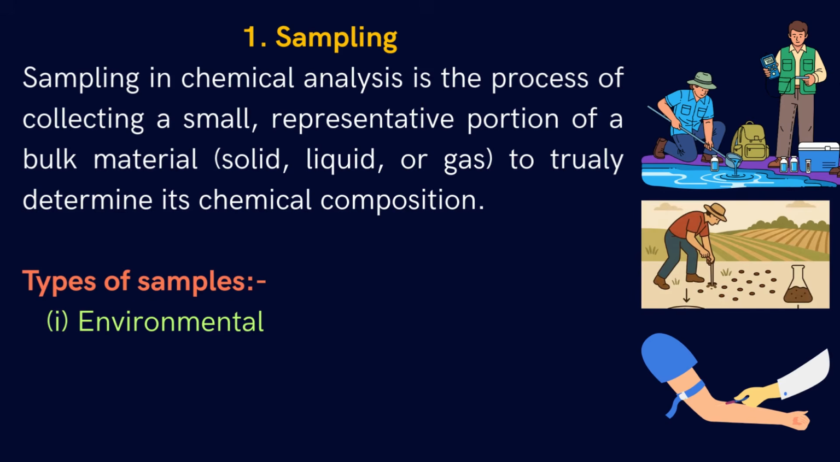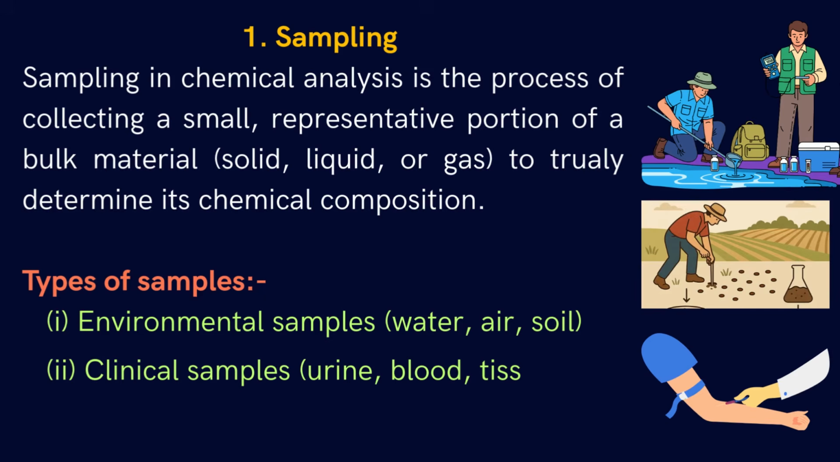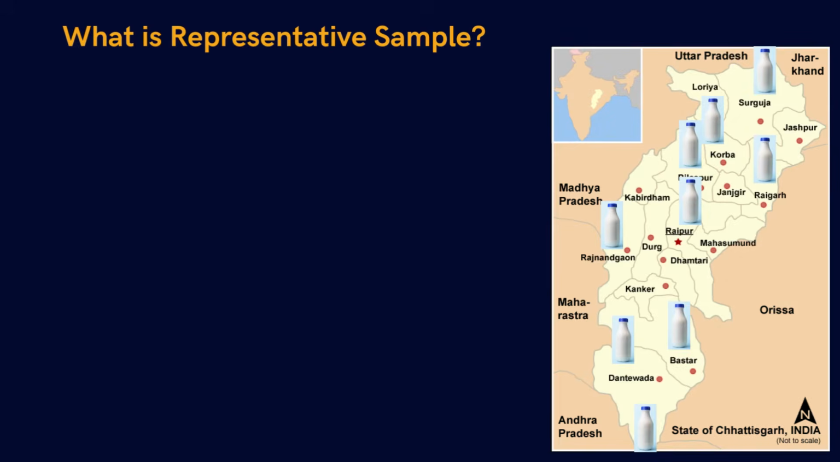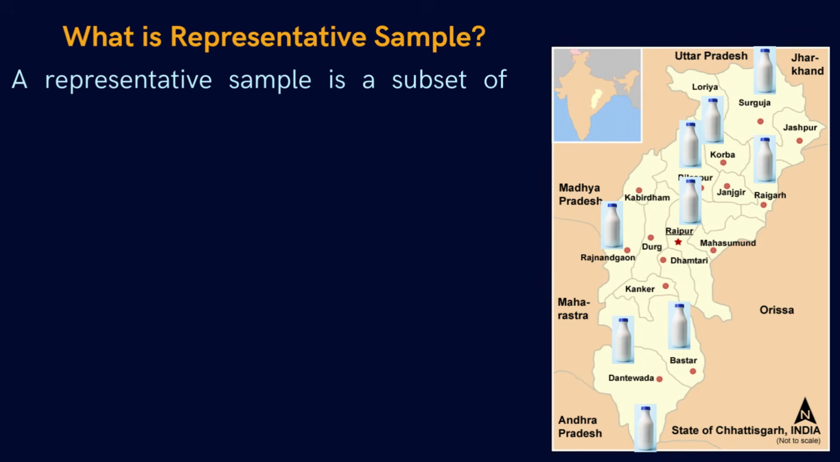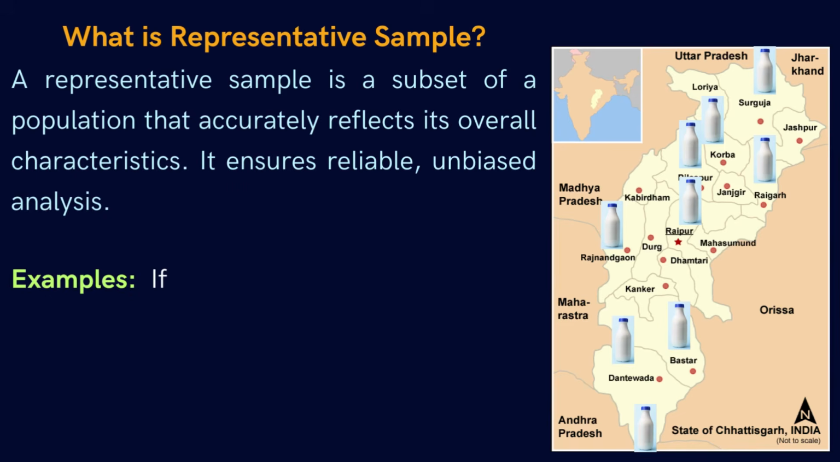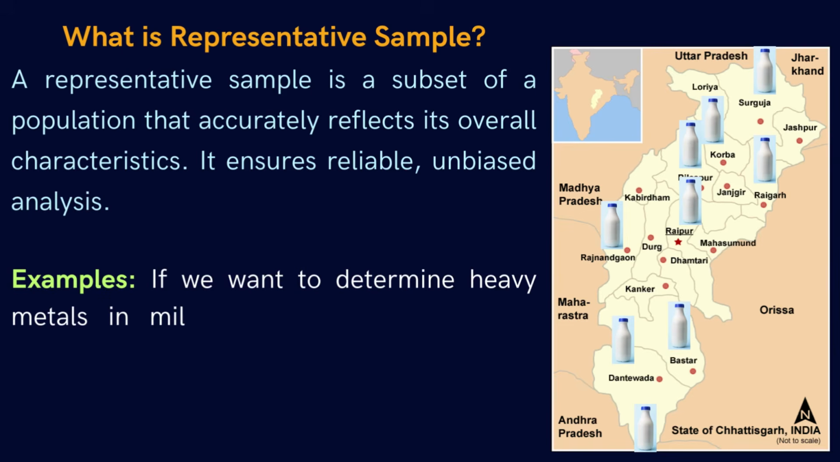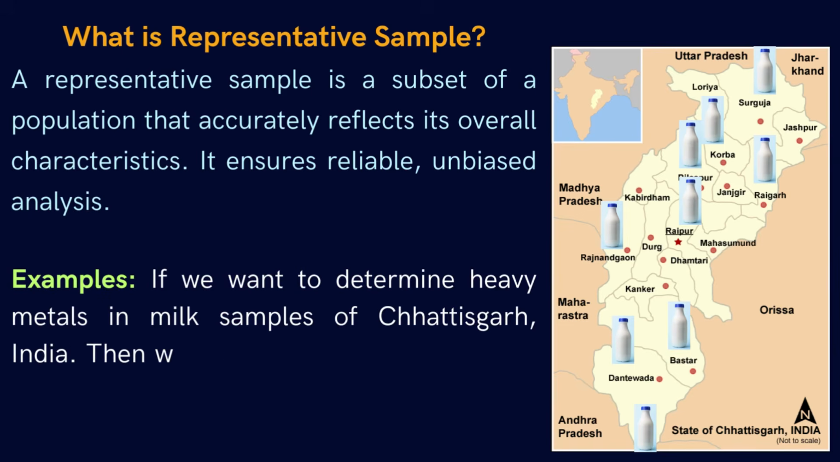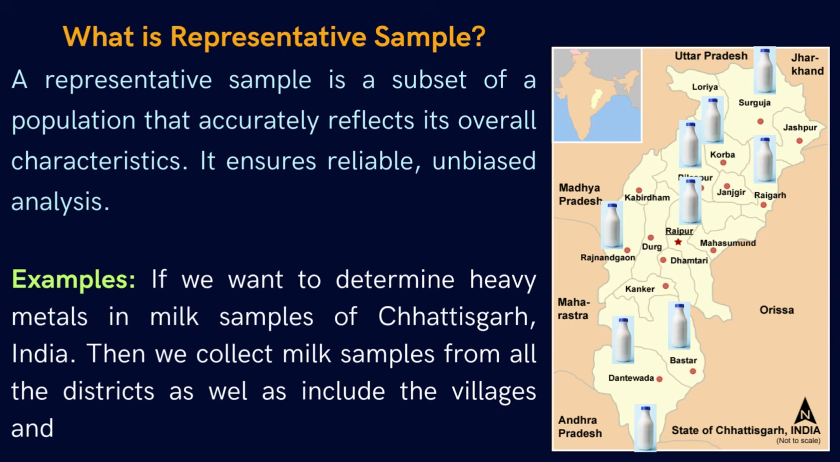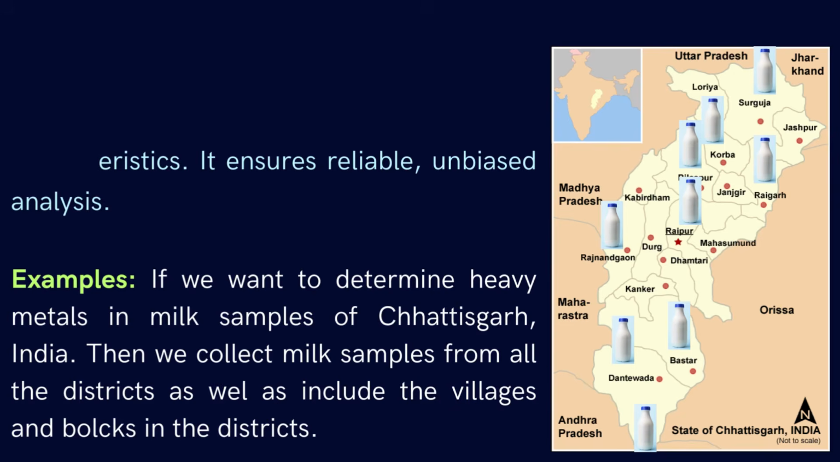Types of samples: environmental samples, water, air, soil; clinical samples, urine, blood, tissue; food samples, milk, grains, vegetables. Here, we have to know what a representative sample is. A representative sample is a subset of a population that accurately reflects its overall characteristics. It ensures reliable, unbiased analysis. For example, if we want to determine heavy metals in milk samples of Chhattisgarh, India, then we collect milk samples from all the districts as well as include the bulks in the districts.